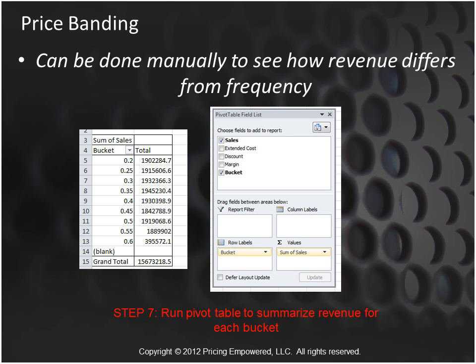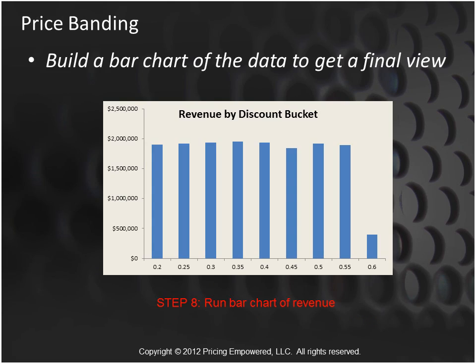Using the manual method, we can run a pivot table that summarizes sales by each bucket. This gives us an alternate view of the same data, which of course can also be charted using a bar chart.